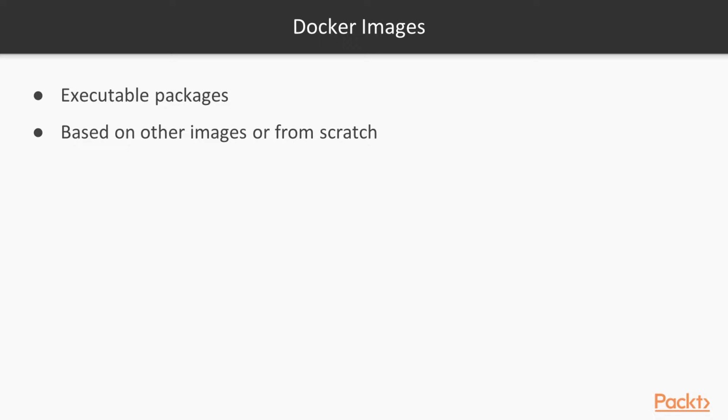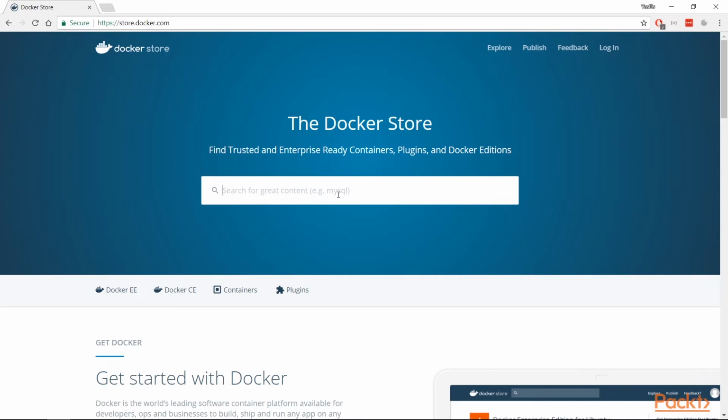Docker images are executable packages that include everything an application needs to run: a runtime, environment variables, and configuration files. Images start either from scratch or from a base image with existing settings that can also be modified. For example, on Docker Store we can find many images to work with.